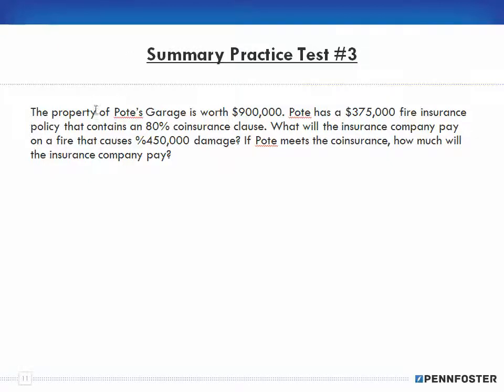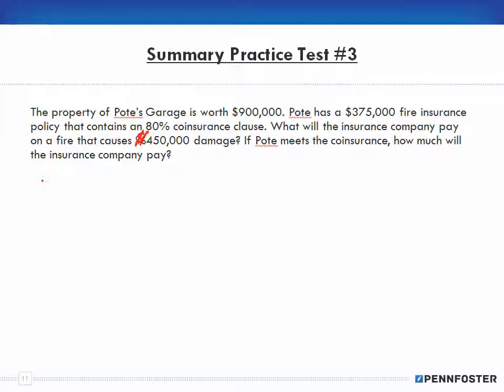Okay, this one says the property of Pote's garage is worth $900,000. Pote has a $375,000 fire insurance policy that contains an 80% insurance clause. What will the insurance company pay on a fire that causes $450,000 in damage? That's a dollar sign, not a percent. If Pote meets the coinsurance, how much will the insurance company pay?